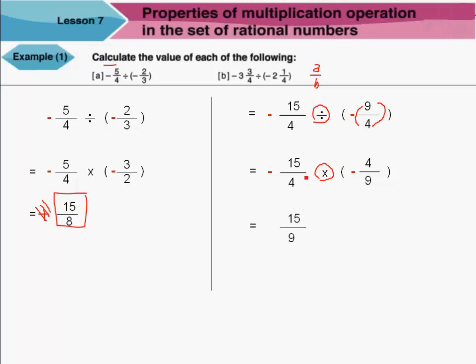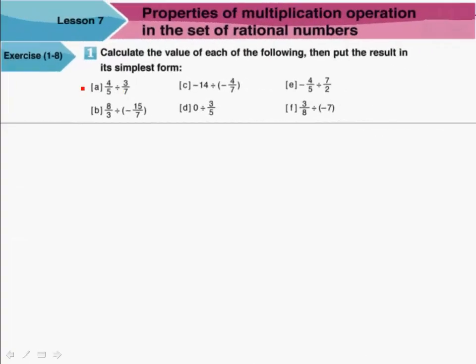This will equal, we can eliminate 4 with 4, and minus times minus is plus, we don't write plus, 15 over 9. This equal, if we divide by 3, this will become 5. 9 divided by 3 is 3, and this is the simplest form of the answer.